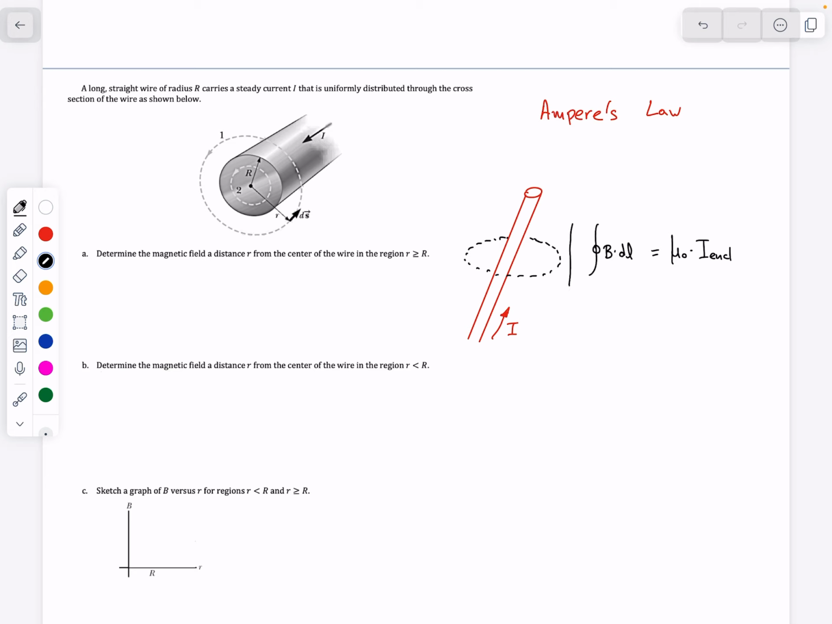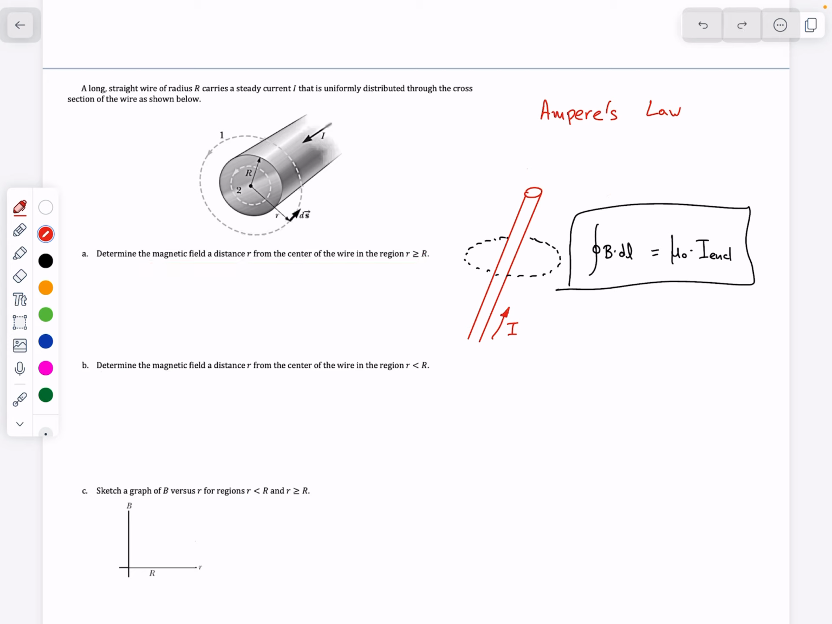Now, this law helps us find magnetic fields in slightly challenging electric current distributions. In this example, we'll try to apply Ampere's law and sketch the results. In the first part, the question states that we need to determine a magnetic field at a distance r away from a wire.